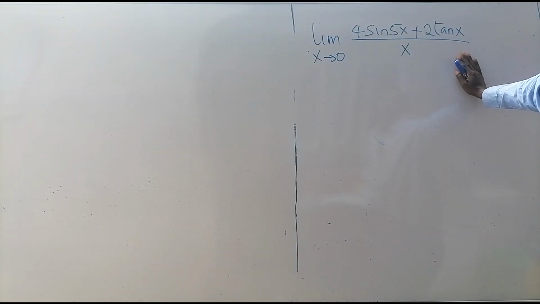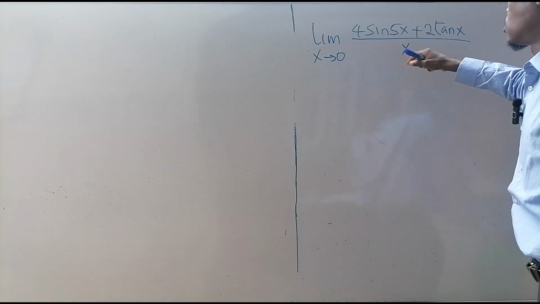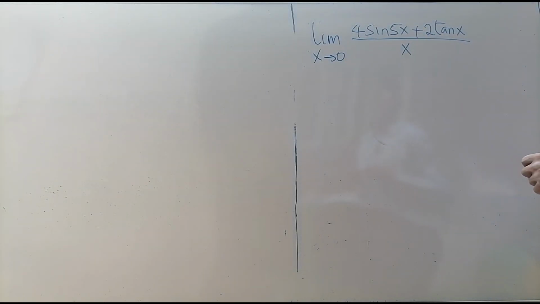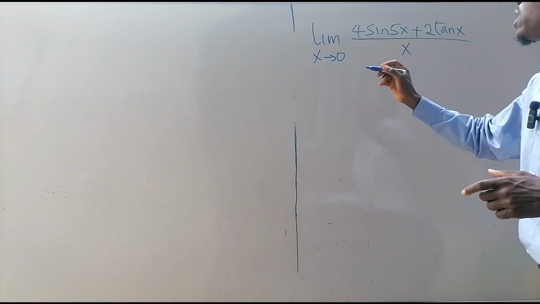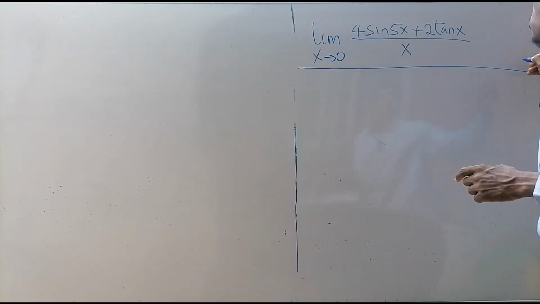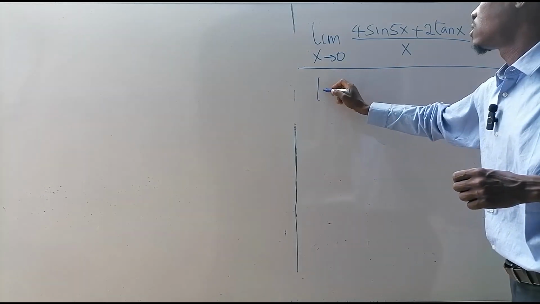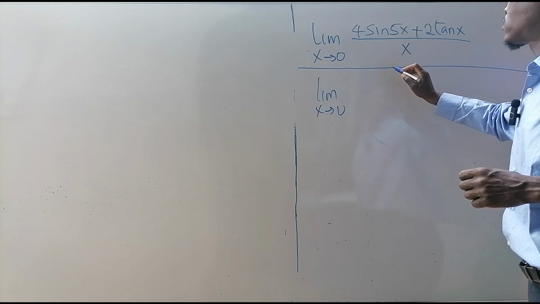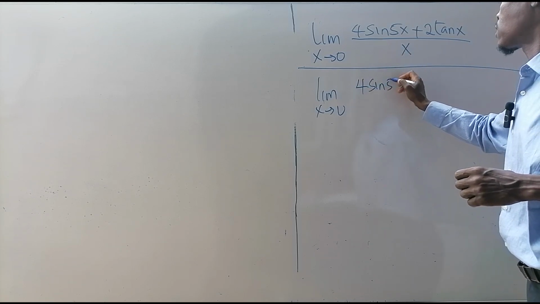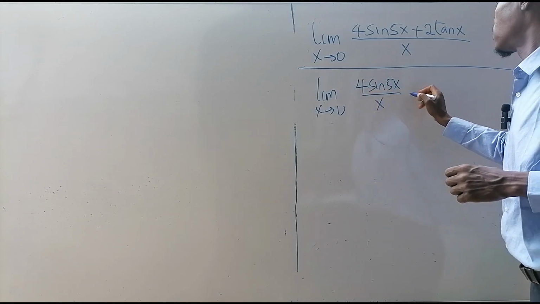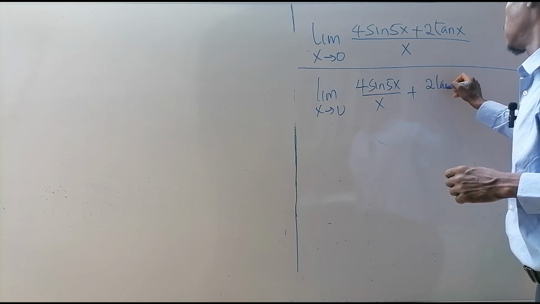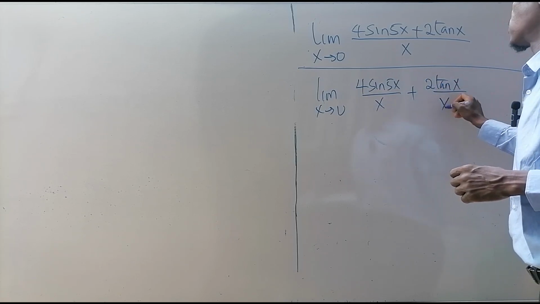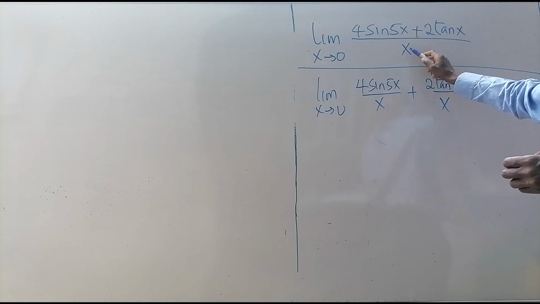Yeah, this is another question. This is what we have: the limit as x tends to 0 of these quotient functions. So in this case, what we just need here is to do the algebra, and that will be the limit as x tends to 0 of 4 sin 5x over 5x, plus 2 times x over sin x.